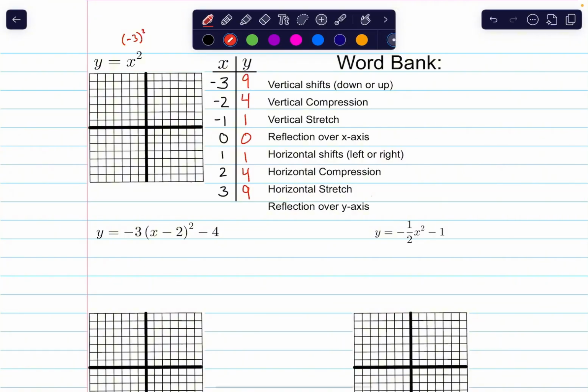Okay, so we're going to graph this. So we have (0, 0), (1, 1), (-1, 1), (2, 4), (-2, 4), and then 9 will not fit, so we'll have to graph that one. And then we know that this is a quadratic function.